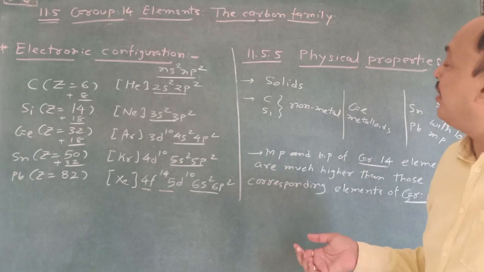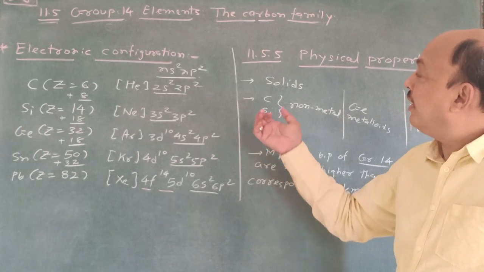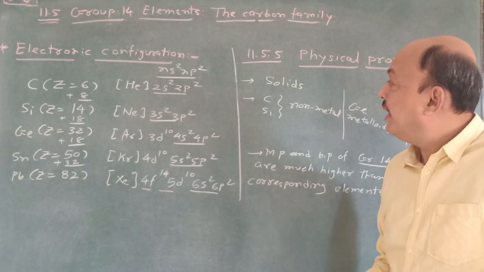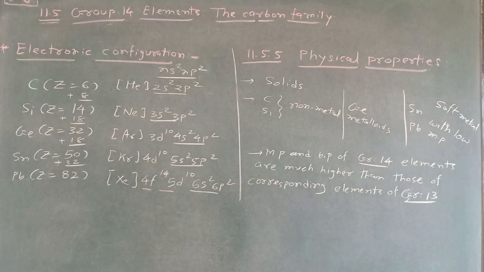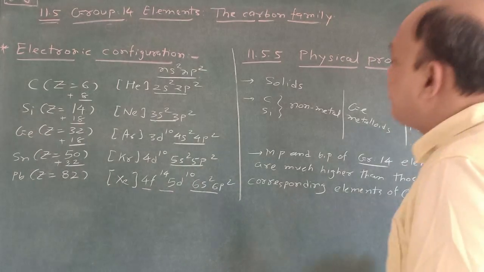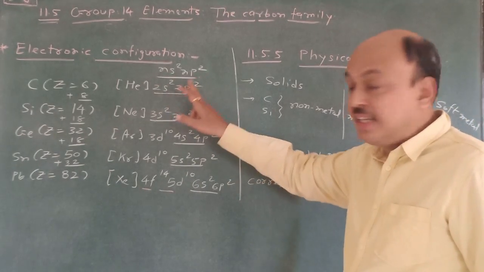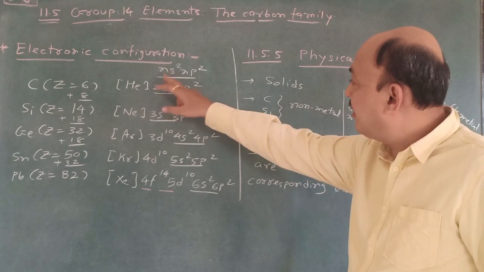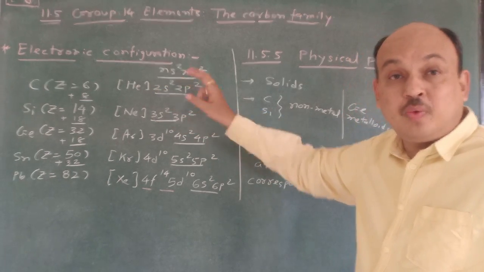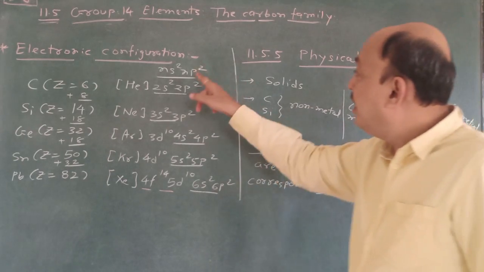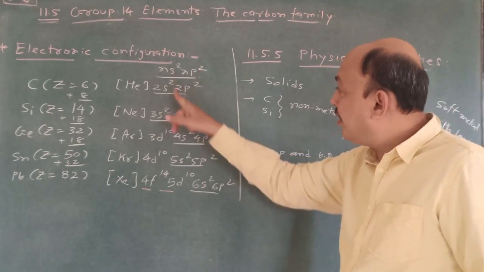So this is all about electronic configurations, ns2 and np2. And here the most important thing is ns2 and np2. That means the outermost orbital, or valence shell, contains ns2 and np2. The last electron enters a p orbital. So these are all about it.